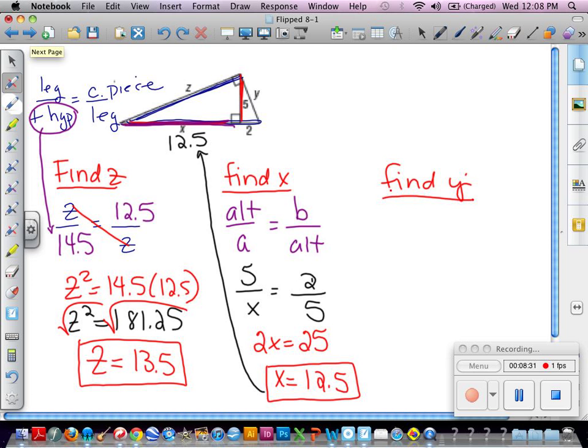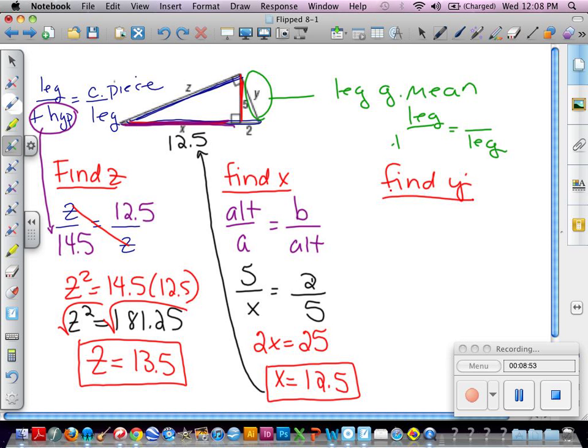The last thing I need to find now is y. And you could do your leg geometric mean if you guys are thinking about that, because y is a leg. You could use your leg geometric mean, where you do the leg across from each other with the total hypotenuse and the closest piece of that hypotenuse. But I'm sure some of you are looking and you're saying, hey, Pythagorean theorem. That's what I'm seeing too. This is 5, this is 2, this is y. I'm thinking Pythagorean theorem is going to be faster, so I'm going to do that.